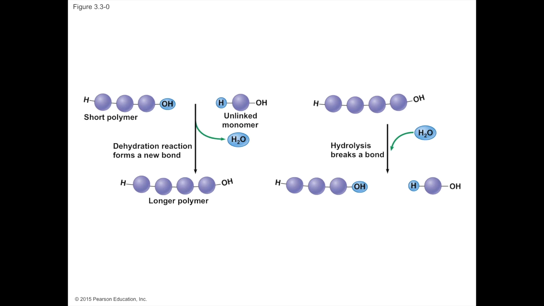So here is just showing you a short polymer. This would be some sort of sugar or something. If you're putting these together, you're going to lose water. If you lose water, it's by definition a dehydration reaction to form this. So these come together, you lose water. If I wanted to break this apart, I would add in water, and it goes back to how it was at the beginning. The dehydration reaction puts them together. Hydrolysis takes them apart.